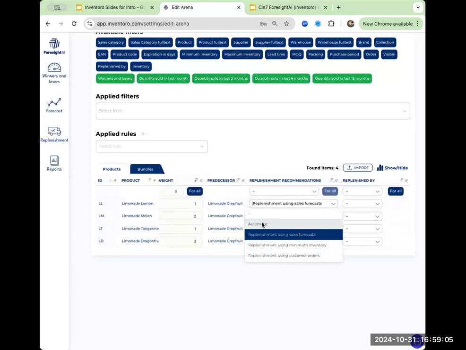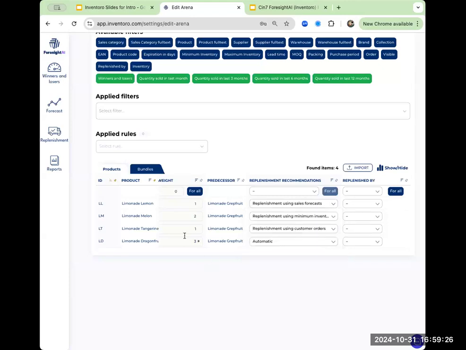Replenishment recommendations, automatic is just going to let the system go off of everything: safety stock, your sales forecast, your current sales orders, and any adjustments that you have. Replenishment using sales forecast is going to be more so tied to buying almost exactly what you're selling.